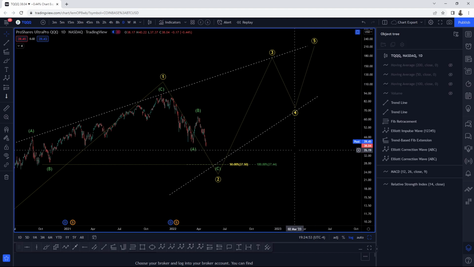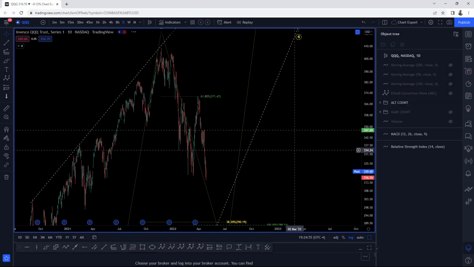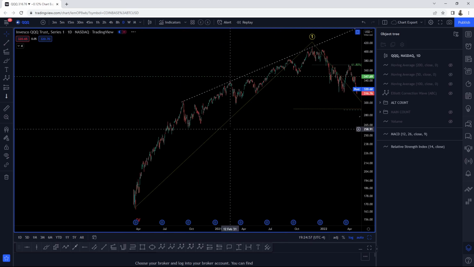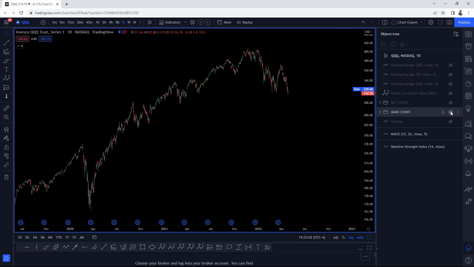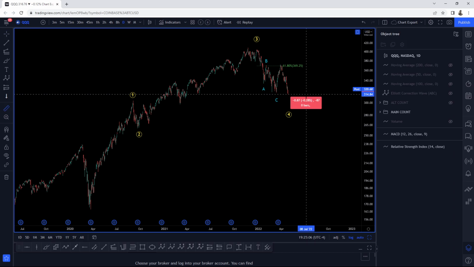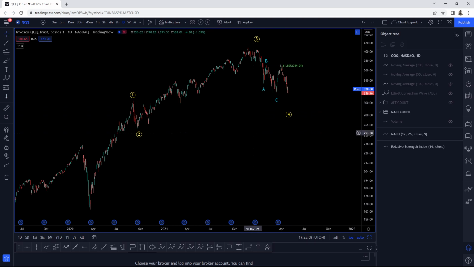So the same deal goes for the Qs, right? Although the Qs have not invalidated that wave structure that I was telling you about, right? But we are looking for the wave 2 down here. So price action has not invalidated, but we are very, very close. We're about 3.5%, almost 4%.